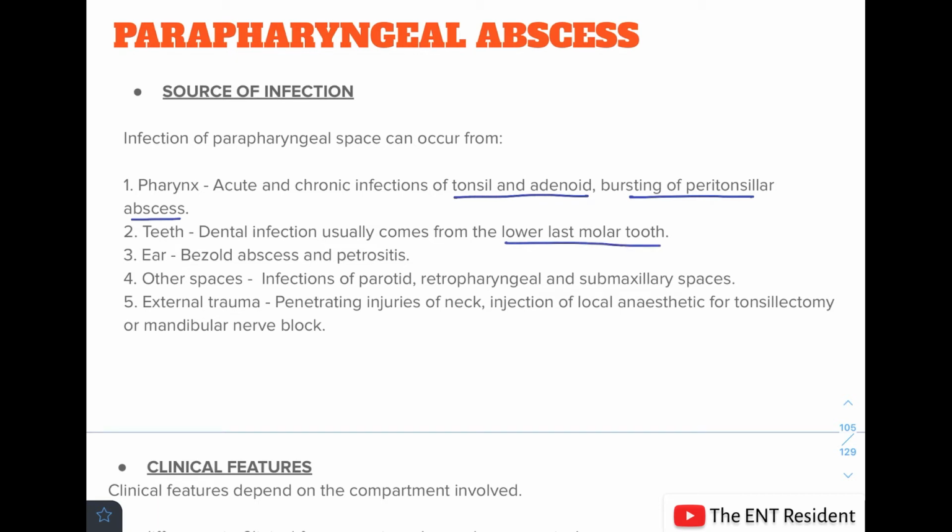It can come from ear causes like Bezold abscess and petrositis. Other spaces, like infections of the parotid space, the retropharyngeal space, or submaxillary spaces, or it can also occur from external trauma like penetrating injuries of the neck, injection of local anesthetic for tonsillectomy, or mandibular nerve block.